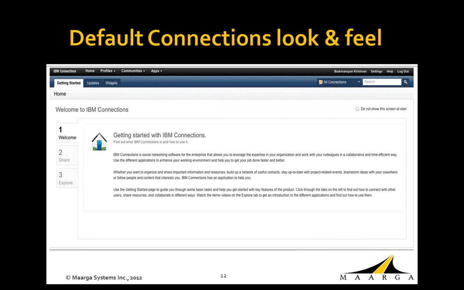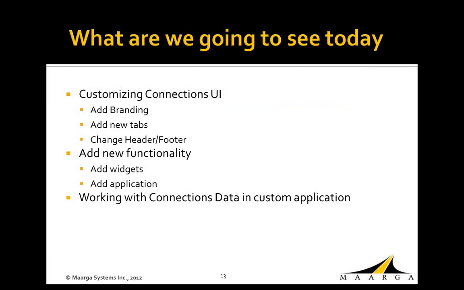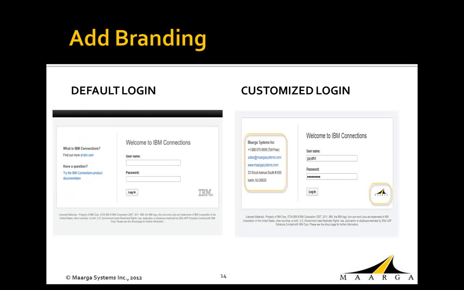So on screen, you're looking at the default Connections look and feel. Once you install, this is what you're going to see. Fairly plain vanilla, but everything in here is customizable. So what are we going to see today specifically? We're going to add some branding, add new tabs, change the header and footer a little bit, and see how we can add widgets to the catalog. And then we are also going to work with Connections data in a custom application. So fairly simple stuff.